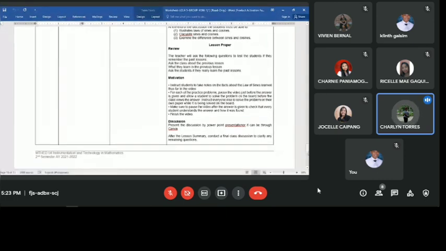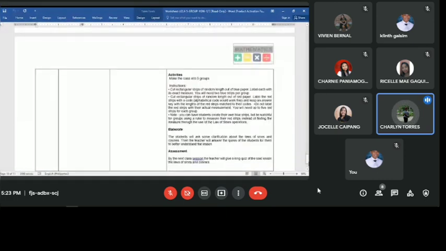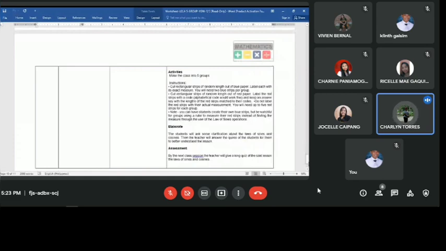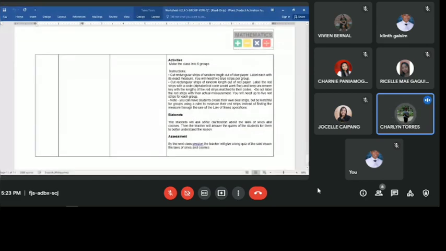So for the activities, divide the class into five groups. The instructions: cut rectangular strips of random length out of blue paper and label each with its exact measure. Cut rectangular strips of random length out of red paper. Label the red paper strips with a code. It could be alphabetical, and keep an answer key with the lengths of the red strips matched to the codes.